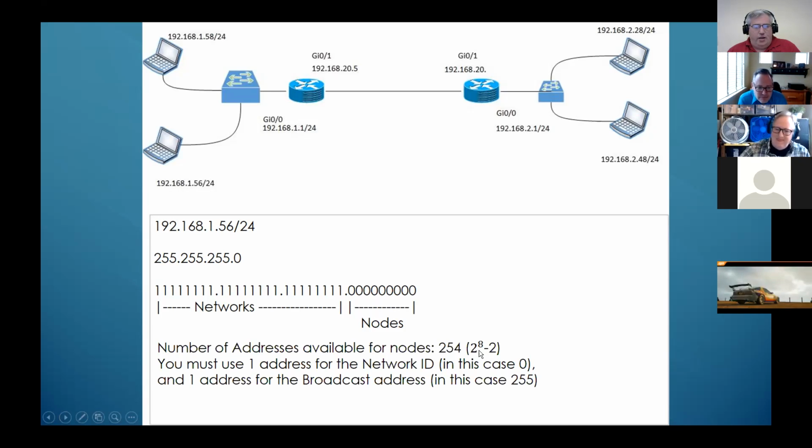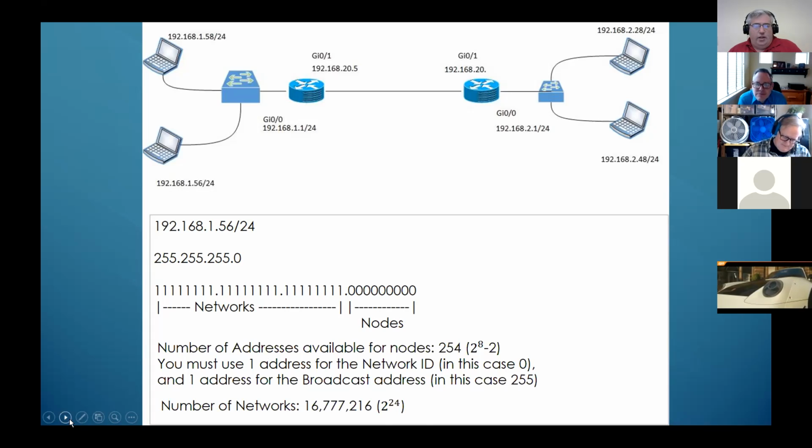That would be 2 to the 8th minus 2. So you have to use an address for the network ID, which in this case is 0. You have to use another address for the broadcast, which in this case is 255. And then the number of networks is 16,777,216, which is 2 to the 24. Does that make sense? Yeah, this number I couldn't wrestle, so thank you. Yeah, I had to put that one in the calculator.